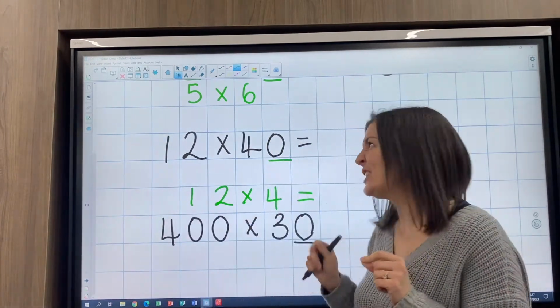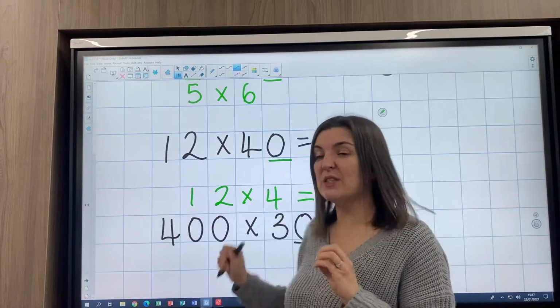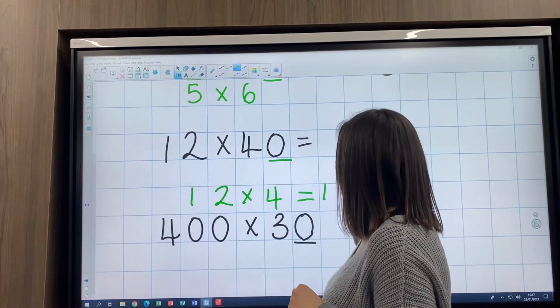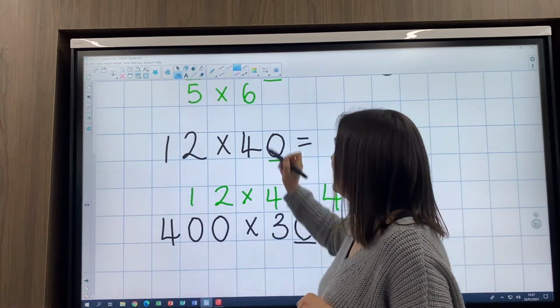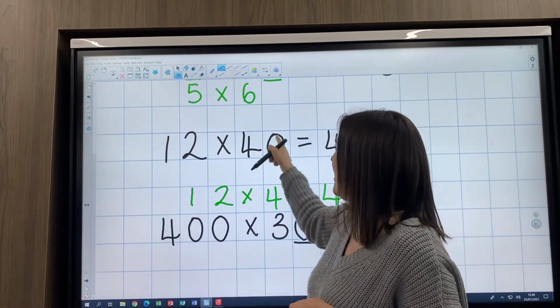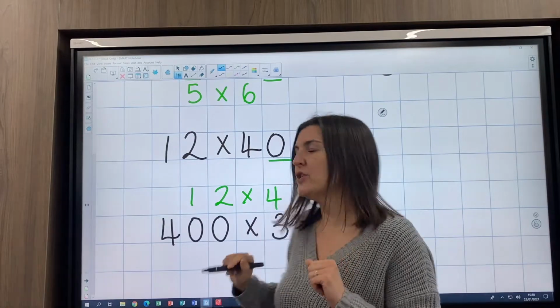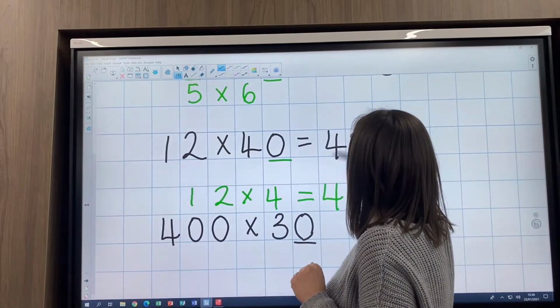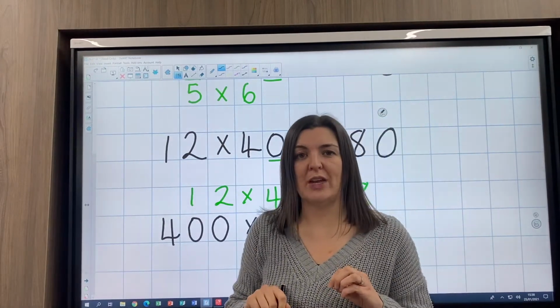So you should have had a go at that one. So 12 times 4, I know, is 48. So I'm going to write that up here, 48. And then I know that I knocked 1 zero off, so I need to put that 0 back on. So it would be 480.